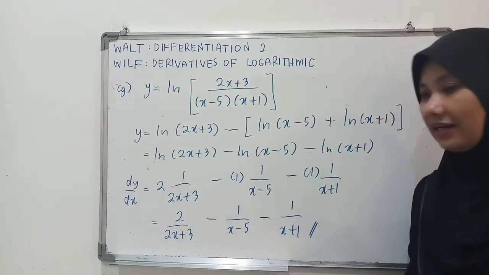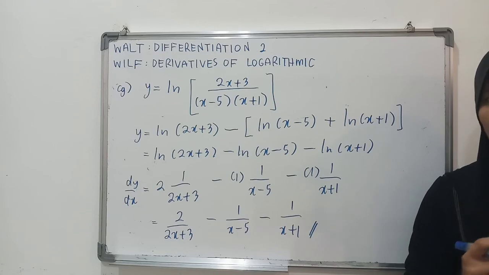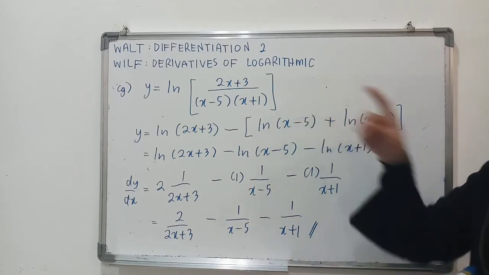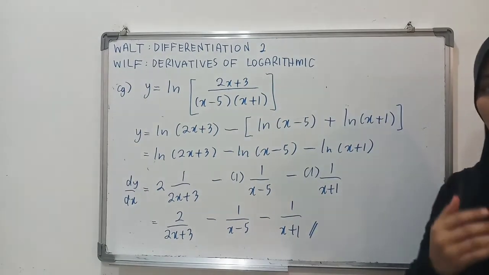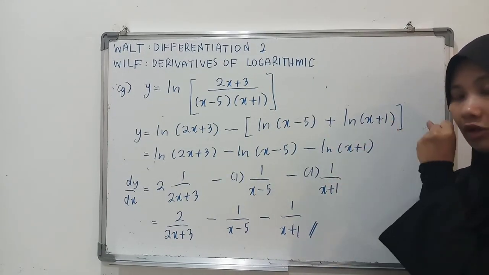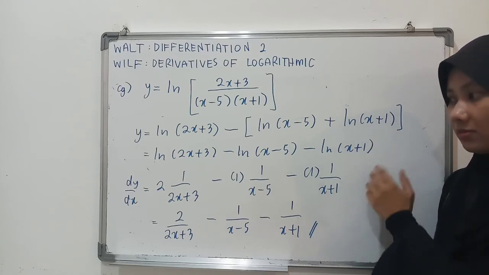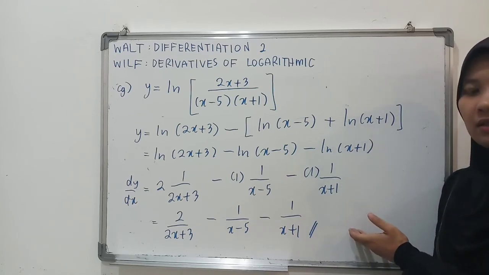Settle. So you do slowly one by one. Whenever you see a combination of product and quotient for ln, try to use laws of logarithm first. Simplify your ln equation, and then when you get to that form, you can simply find dy over dx. Okay, that's all.